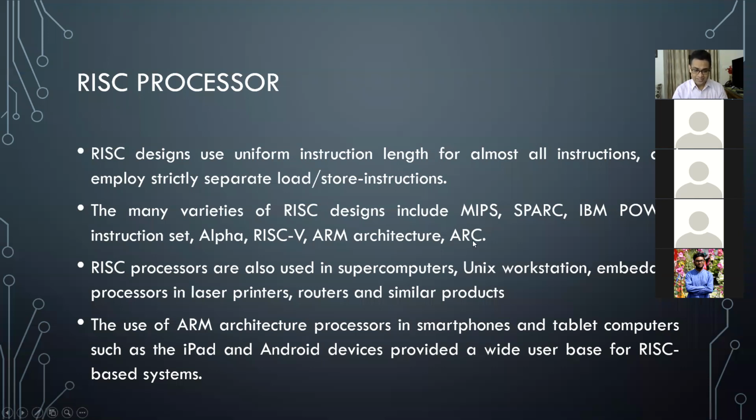Another one is ARM. The ARM architecture is very popular because it is used in embedded systems. As you can see, ARM processors are used in smartphones, tablets, computers, iPads, and everywhere. So the ARM architecture is very popular, and the ARC architecture is also very popular. MIPS is also very popular.